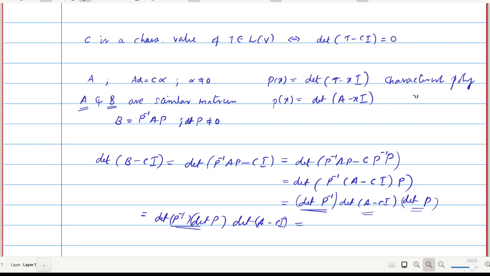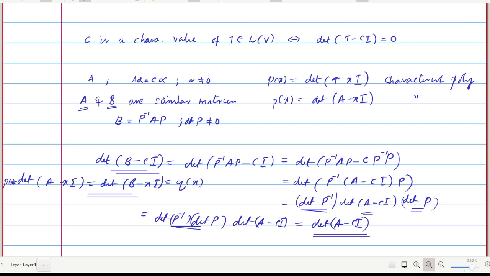Now this reduces to determinant of A minus Ci, which shows that determinant of A minus Ci is equal to determinant of B minus Ci. If P is the characteristic polynomial of A, then you write determinant of A minus Xi, which is the same as determinant of B minus Xi because of this equality, and this is going to be Q of X, the characteristic polynomial of B.